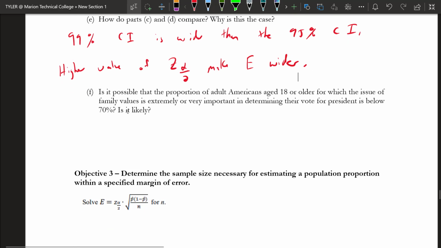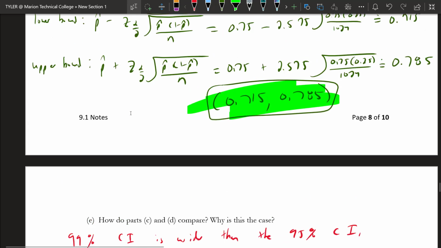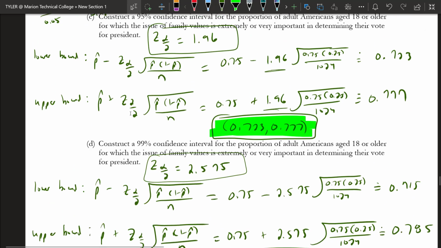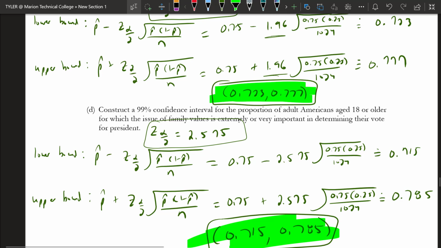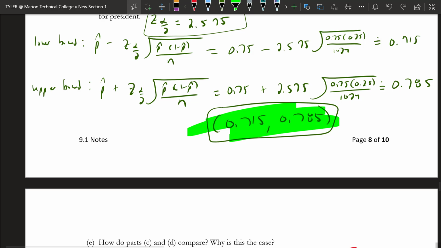So then in part F, it says, is it possible that the proportion of adult Americans age 18 or older for which the issue of family values is extremely or very important in determining their vote for president is below 70%, right? So, if we look at the 95% or the 99%, notice that 70% is less than the lower bound in both cases, right? So in other words, it's not within the interval, right?